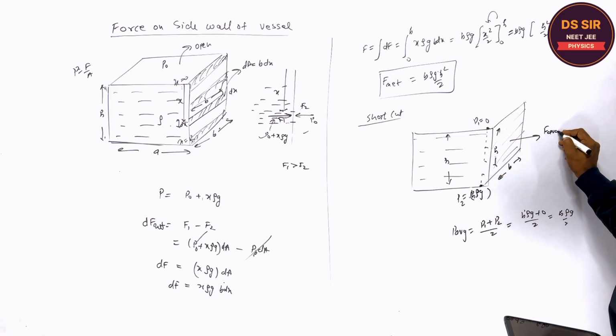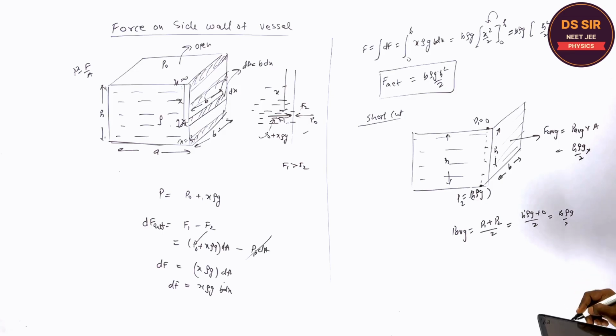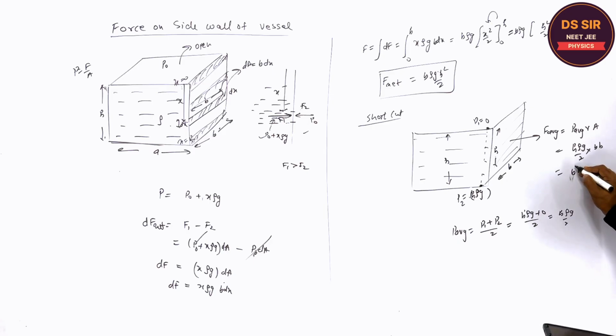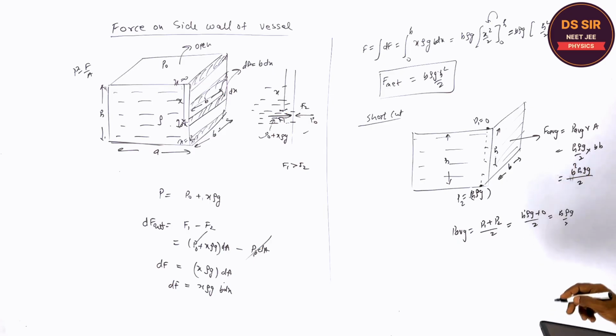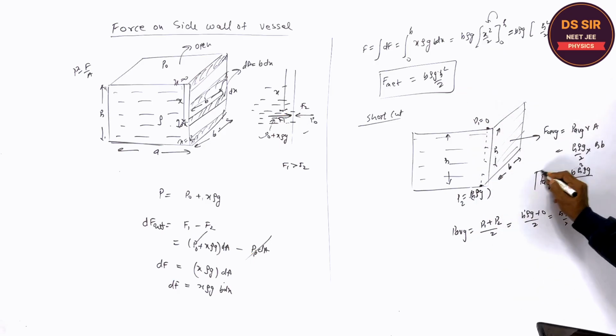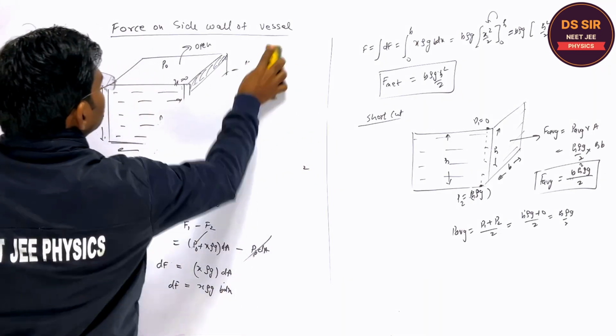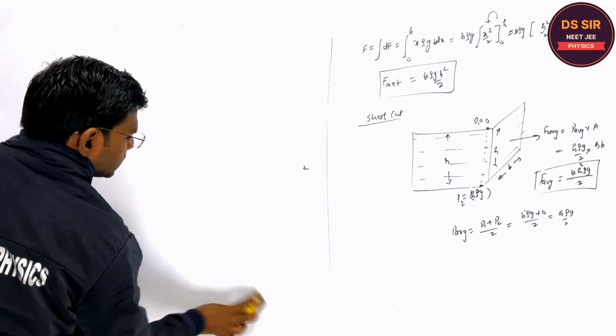So the average force will be the average pressure multiplied by area. The average pressure is H rho G by 2, and the area is B into H, right? So it is H rho G upon 2, into B into H. Sorry, this is B into H into B, so this is B into rho H G square. In this way you can write the force also. Okay, copy this. So this is the total force you can find on the side of the wall.